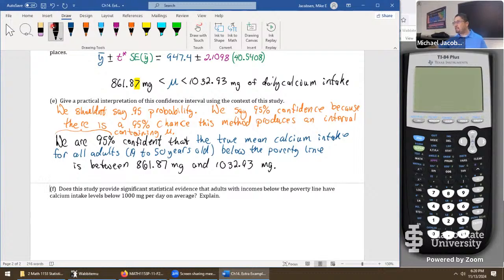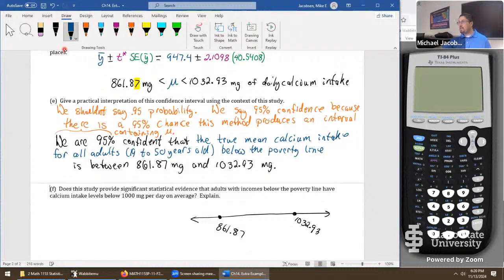While we're thinking about that, notice we do have an interval here that's in inequality form, but we could take this whole interval and write it down on a number line. It's still an interval. This is what it would look like. We have a number line starting at, well, we have a point starting at 861.87. We have another point over here, 1032.93. And now the question is, where is mu?